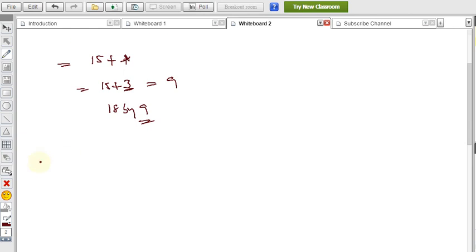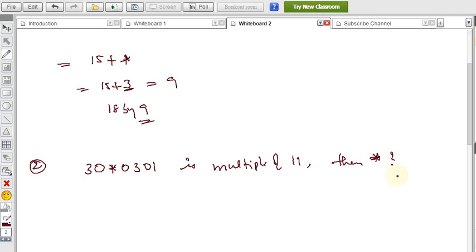Then for 11, if you check 3 0, the symbol, 0 3, 0 1 is a multiple of 11. Then in the place of the star symbol, what digit will come? So given options 8, 7, 4 and 9. We should know the rule for 11.